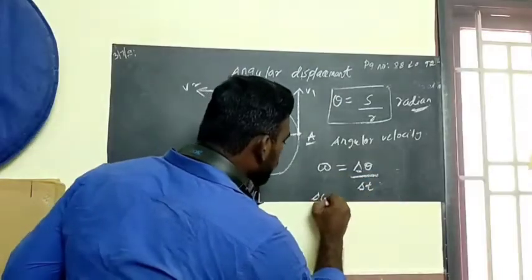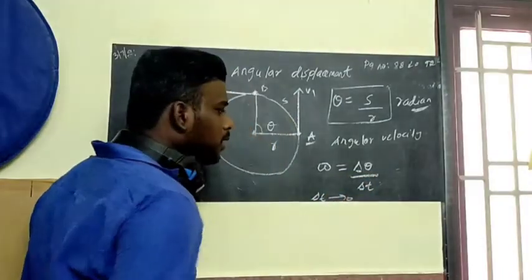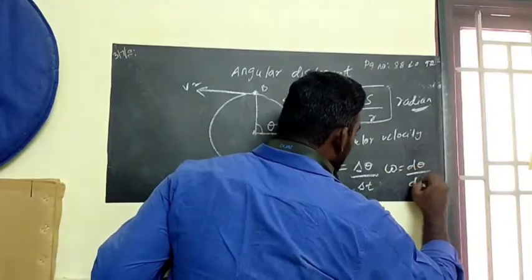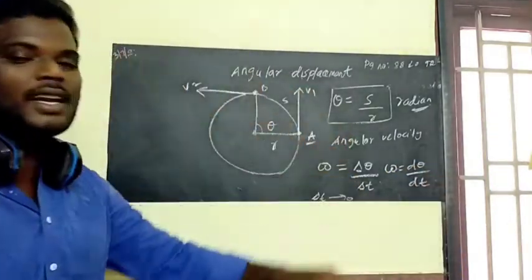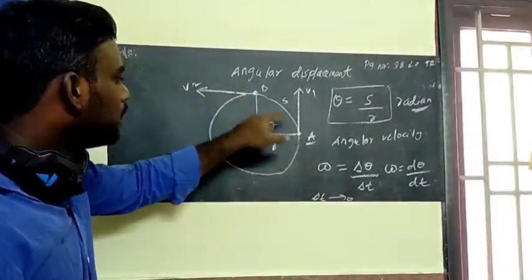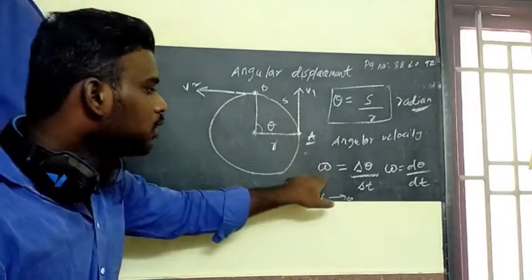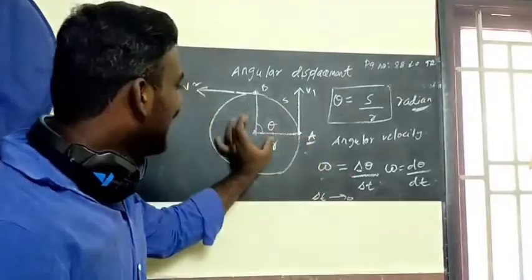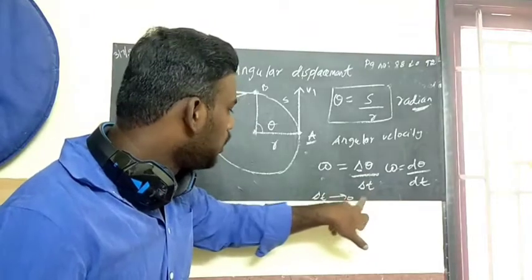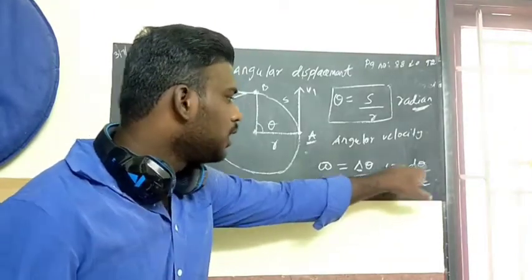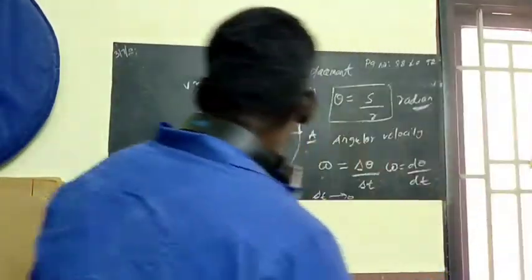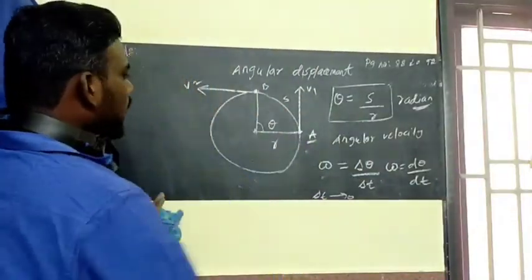When delta t approaches 0, as you study in the concept, omega becomes d theta by dt. The particle takes some time to make an angle between A and B, so theta is the angle made in a given time t. If delta t approaches 0, omega is equal to d theta by dt. Is that clear?